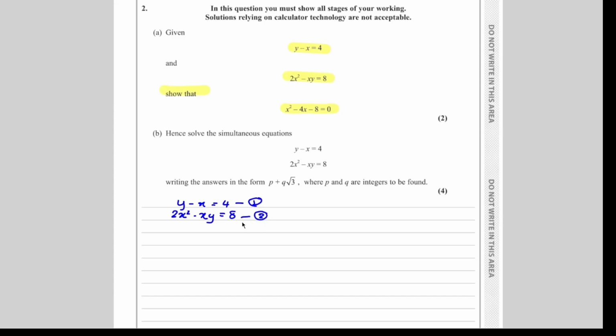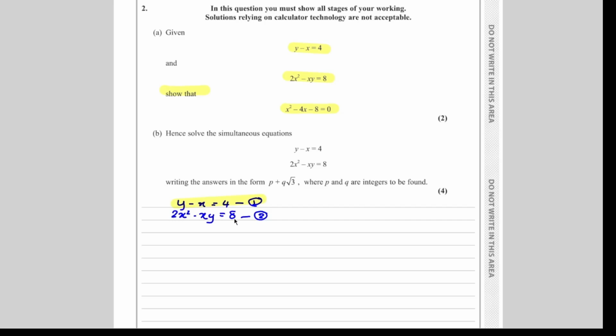Now, analyze these two. You have to go to the equation where there are no powers. It means the equation which is linear, where there are no powers other than 1. Now, if I move on to the first equation, can you see y contains the power of 1, x contains the power of 1.